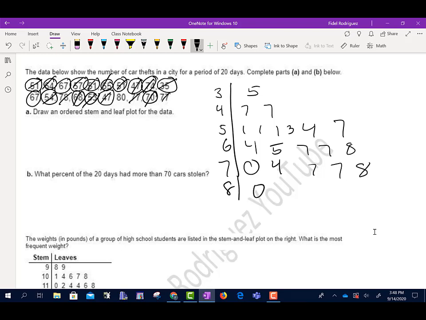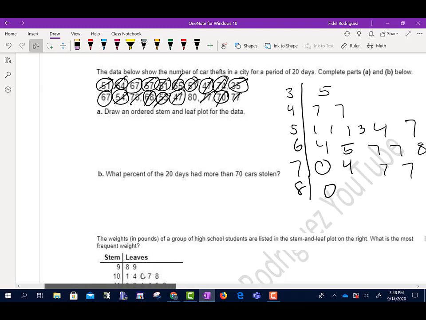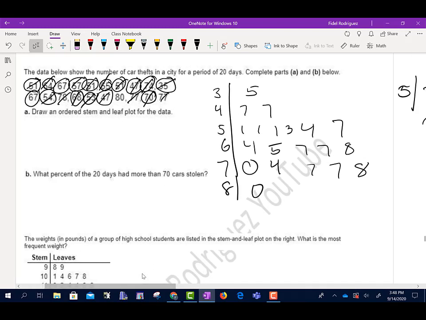Okay. So one thing we always have to do, guys, when we make our stem and leaf plot, we have to make what they call a key or a legend or something like that. So I might just do something like this. 5-3 means 53. Okay. All right. So we answered the first part. We drew our stem and leaf plot. It's right here. Okay.